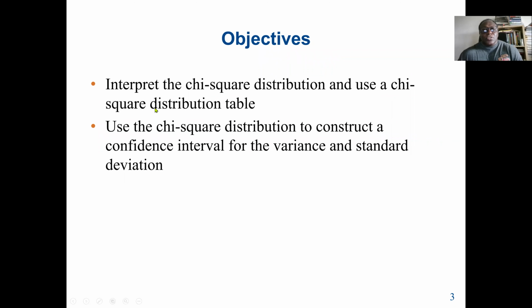So our main objective: interpolate the chi-square distribution and also the usage of the chi-square distribution table. We're also going to use the chi-square distribution to construct the confidence interval for variance and standard deviation. Again, the main reason why we are using chi-square here is because we are dealing with the intervals for variance and standard deviation.